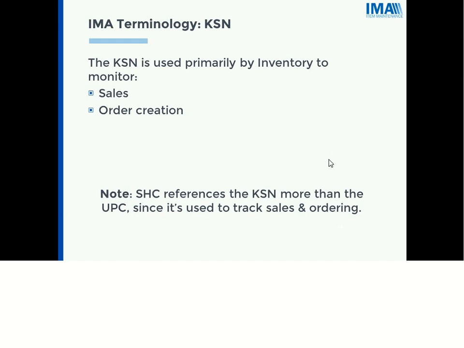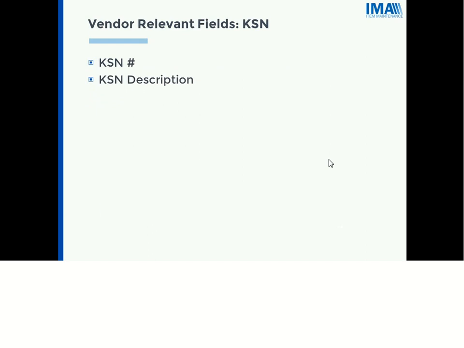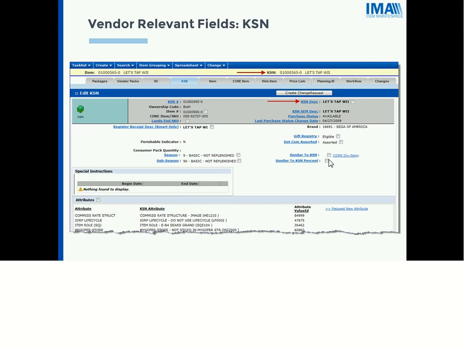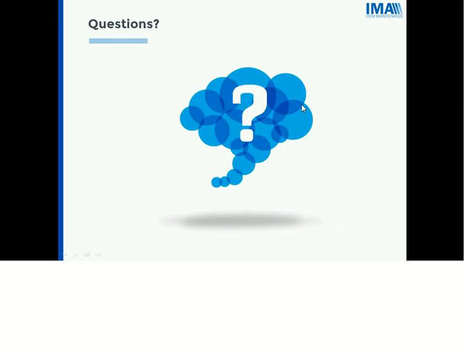So again, internally we usually refer to items using the KSN rather than the UPC. So all that you really care about on the KSN tab is that KSN number and the KSN description. And here on the KSN tab, you will always see this KSN number right up here at the top of the page. And then your KSN description is located right here. So any questions about the KSN tab?